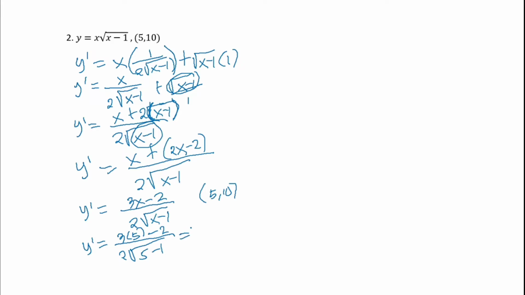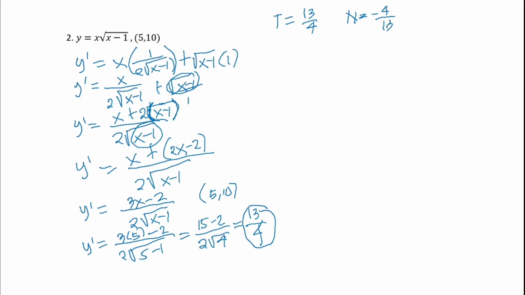So the result of this one is (15 minus 2) over 2 square root of 4. Therefore we have 13 over 2 times 2, that is 4, so 13 over 4. So we have here the slope, and we need to get the slope of the tangent. The slope for the tangent is equal to 13 over 4, and for the normal is equal to negative 4 over 13. So this is the slope for the normal.